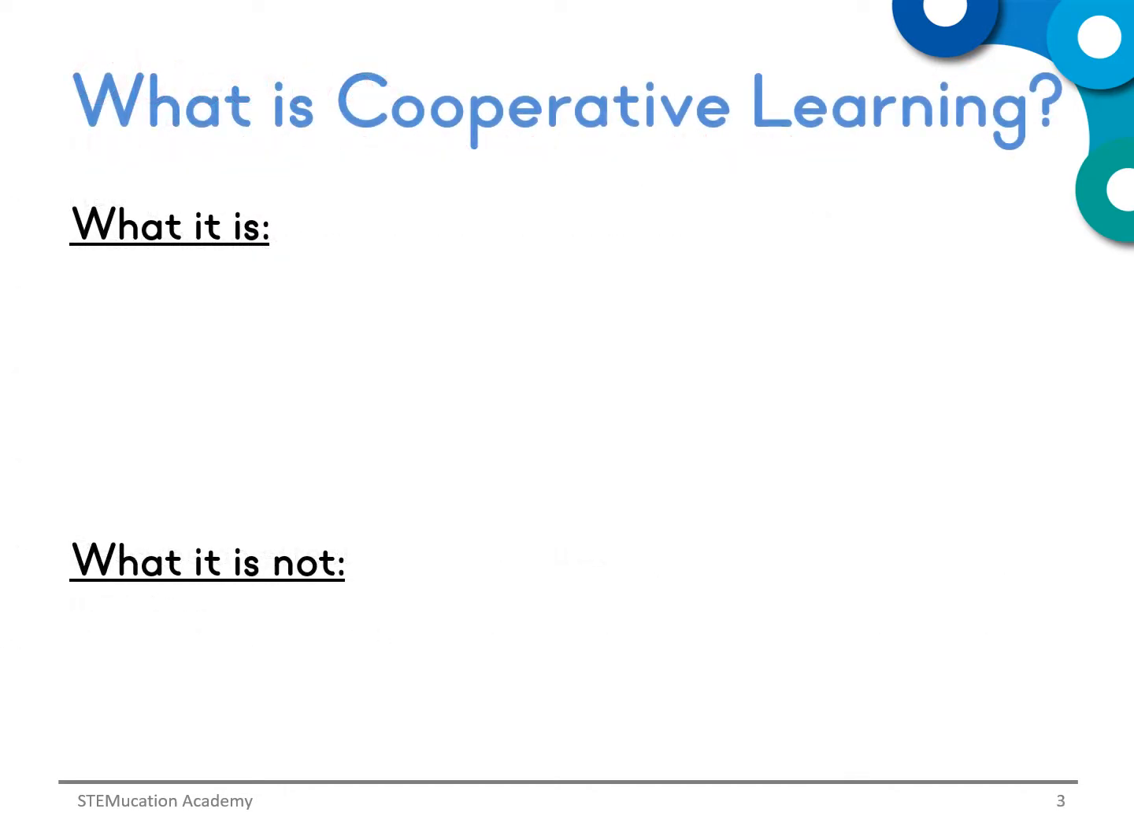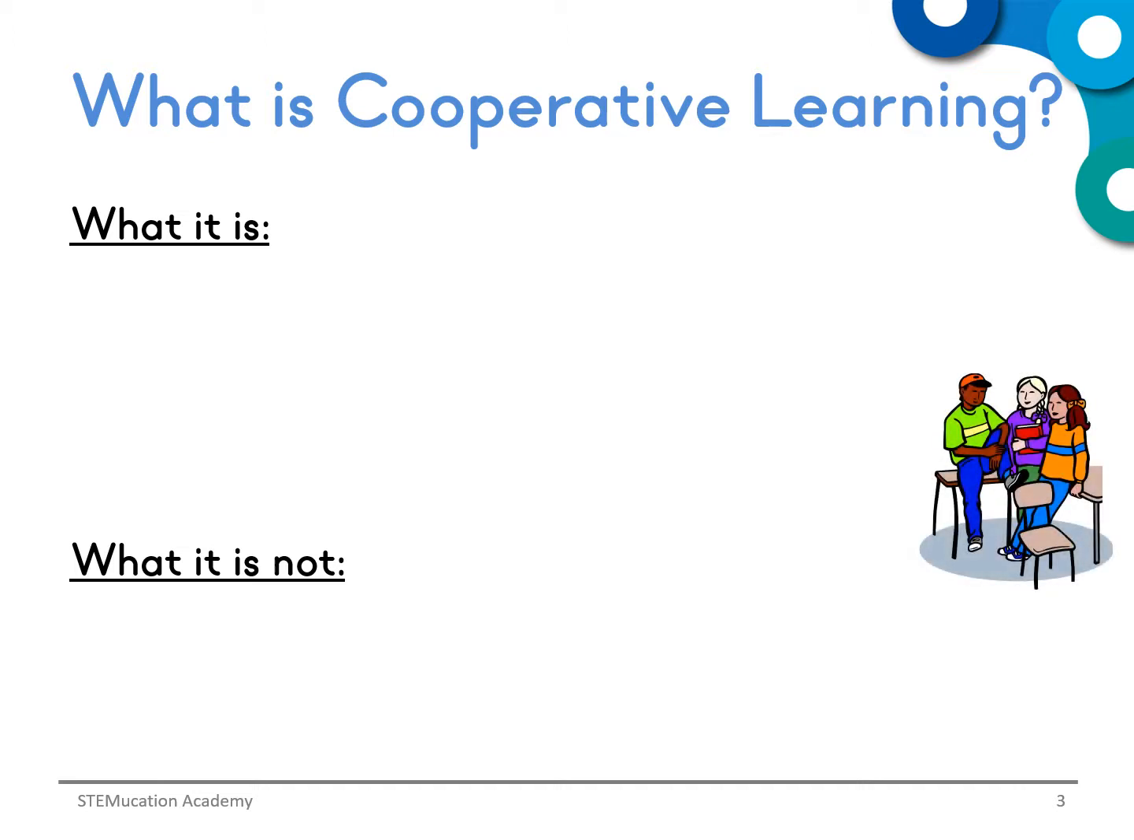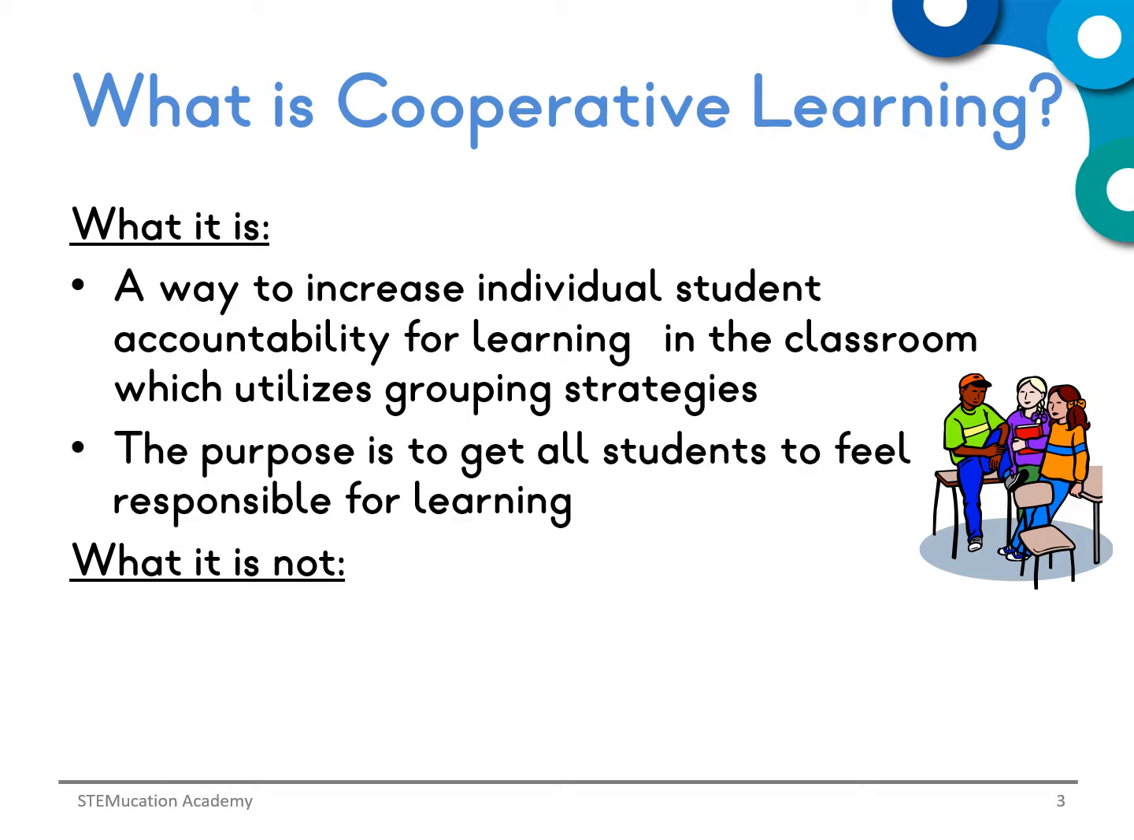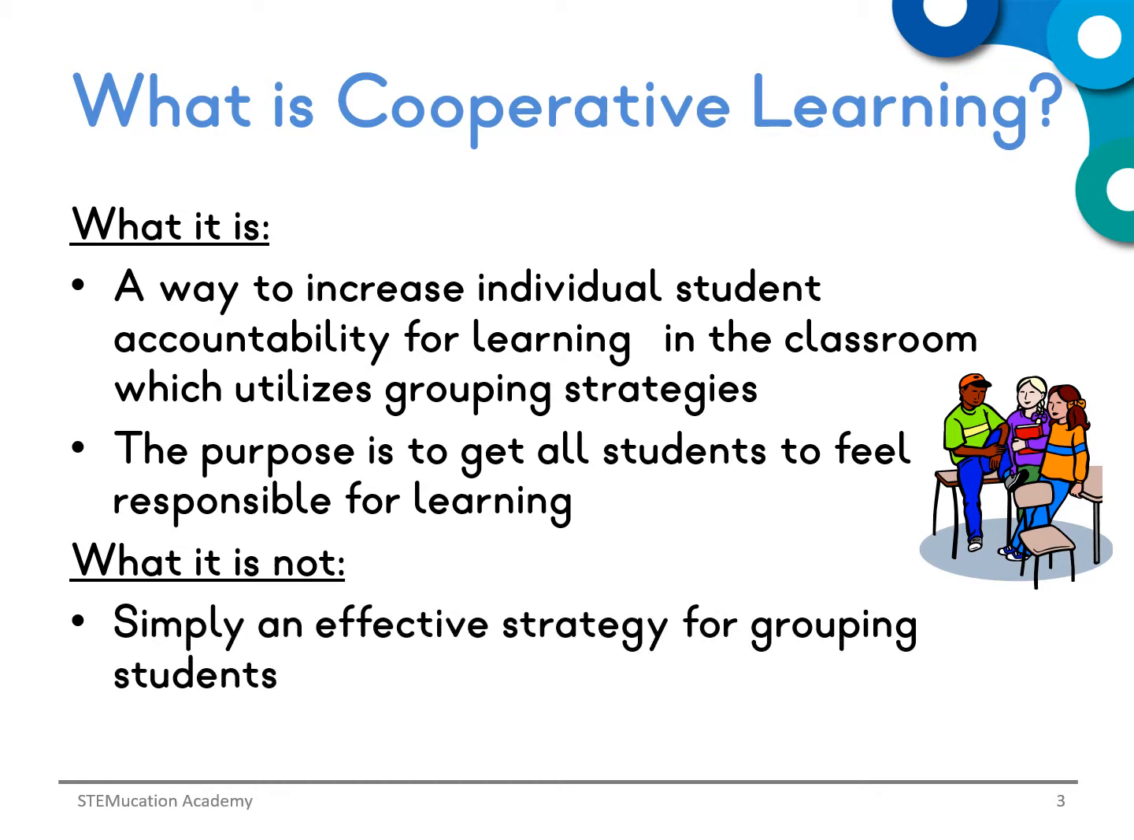It's important to understand what cooperative learning really means. What it is: it is a way to increase student accountability for learning in the classroom that utilizes grouping strategies. The purpose is to get all students to feel responsible for learning. What it is not: it is not simply an effective strategy for grouping students.